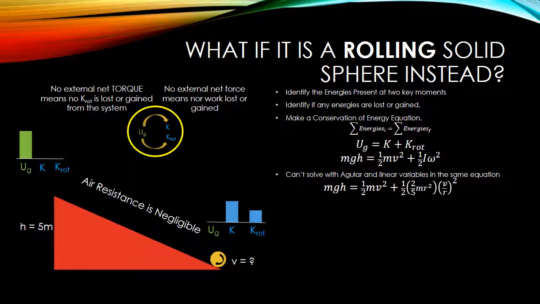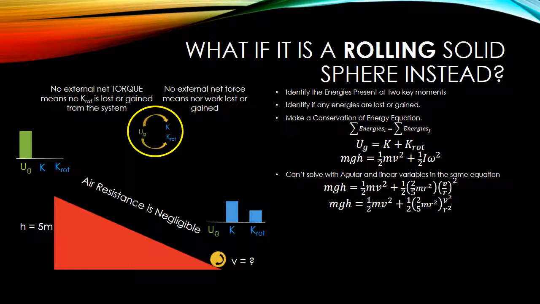So I'm going to substitute I with the equation for I, which, note, is not just m times r squared. This is a solid rolling sphere. That means that we have to use the rotational inertia for a sphere, and this becomes 2/5 mr squared. I replace omega with v over r, and then I can start solving from here.